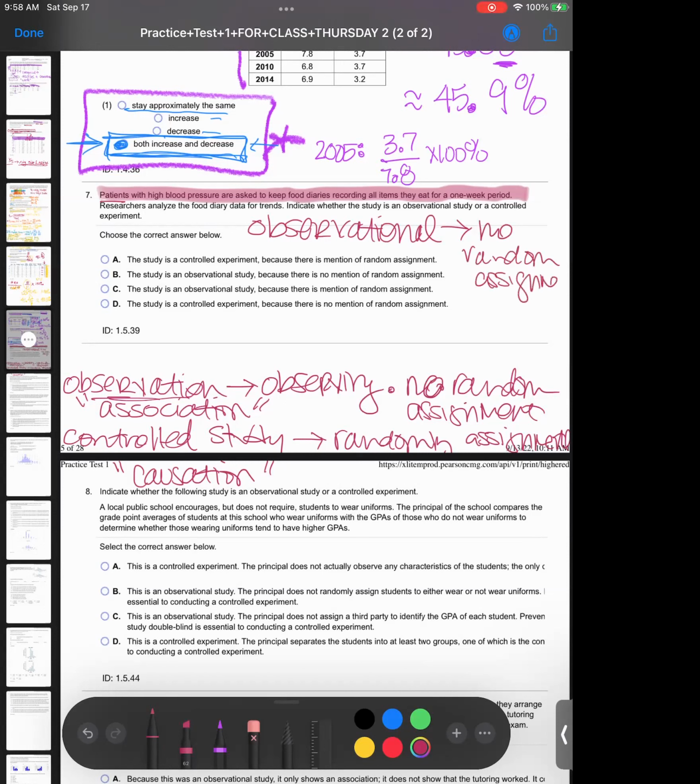Good, and so if we know that, then that makes the A, B, C, D choices easier, right? So this one's observational, so the control's out. So now you're just down to these because there is no mention of random assignment. And just be careful, that "no" is really important. No mention of random assignment.